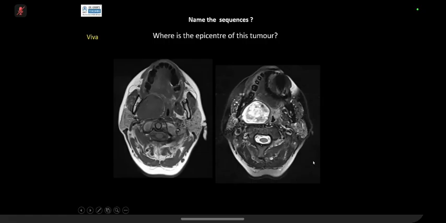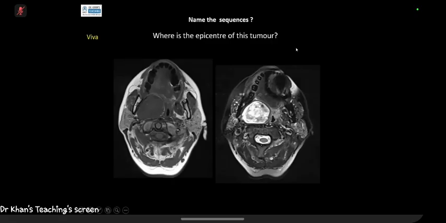Differential to that would be a Warthin's tumor and malignant salivary gland tumors like mucoepidermoid or adenoid cystic carcinoma. Right. I'd like to look at the contrast. Okay, fine. Now, so basically the answer to my question is that you feel that this lesion is in the masticator space, correct?